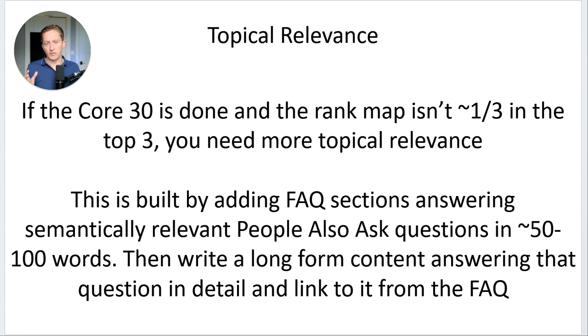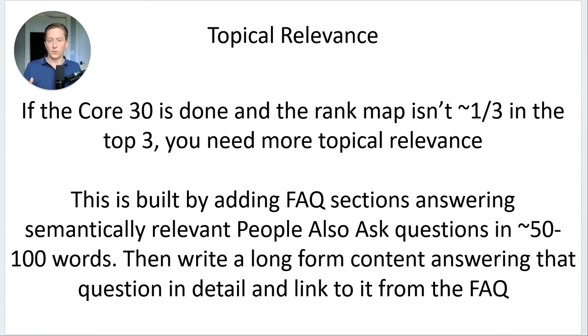Okay, so let's talk about phase 2. So this is, you're done with phase 1. You've done all, every service, every category has a URL. You've sourced links to those URLs, and you're not quite there yet. Your rank map doesn't look great, and I'll show you some examples of what I mean by that more specifically, but if your rank map doesn't have about a third of it green, that's a sign that you need more topical relevance.